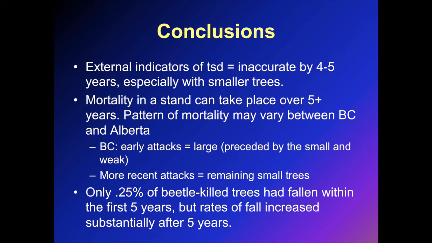Mortality in a stand can take place over a number of years, but the pattern of mortality may be different between BC and Alberta. We don't have the data yet to really address that. But in BC, we found that early attacks, the trees that are being attacked are the big ones, and then the beetles are forced into smaller diameter trees over time. Alberta, like I showed you, doesn't seem to be showing the same pattern, but it just could be that we were sampling in areas that just haven't experienced the full development of the local epidemic.